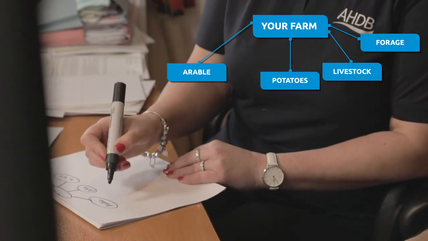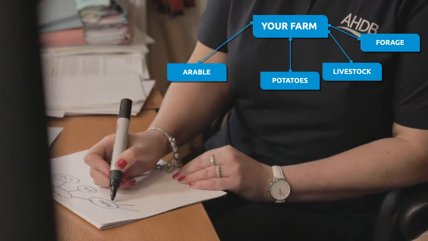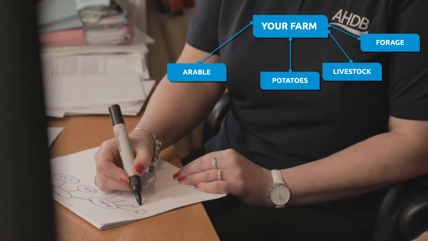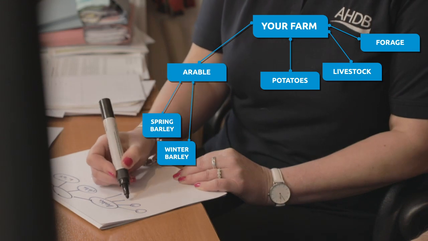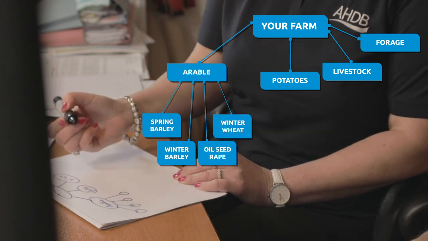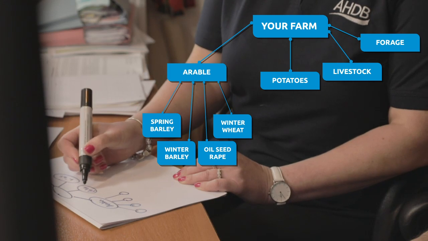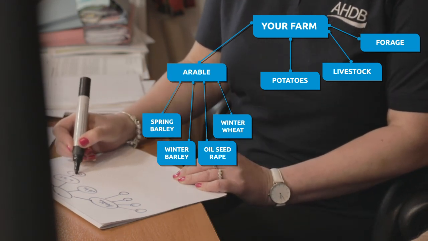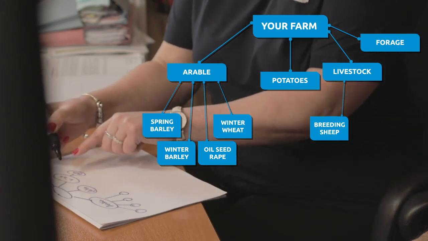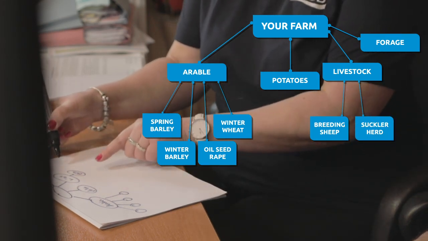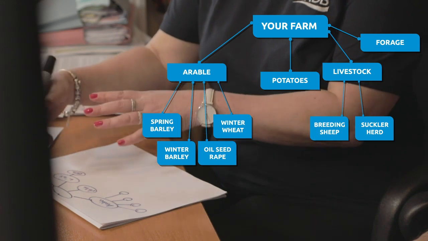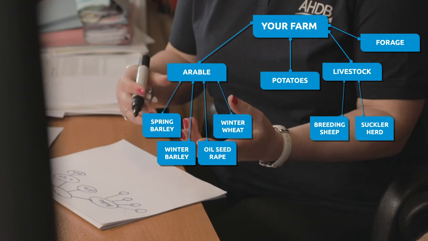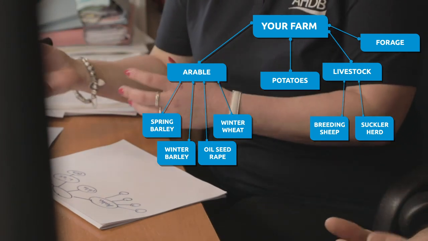And in the arable section you've then got 4 enterprises because we're going to break it down. So we've got spring barley, winter barley, oilseed rape and winter wheat. Yes. Potatoes, we've got 1 potato enterprise for this purpose, and in the livestock section we've got breeding sheep. If you had suckler herds and replacements and things, it would then go in here. Your forage, again, you can have it as 1 big forage enterprise, or you could break it down even more into pasture and maybe in-bye or hill or something.